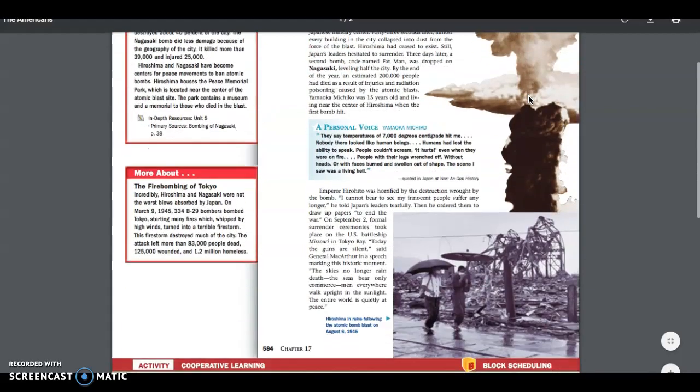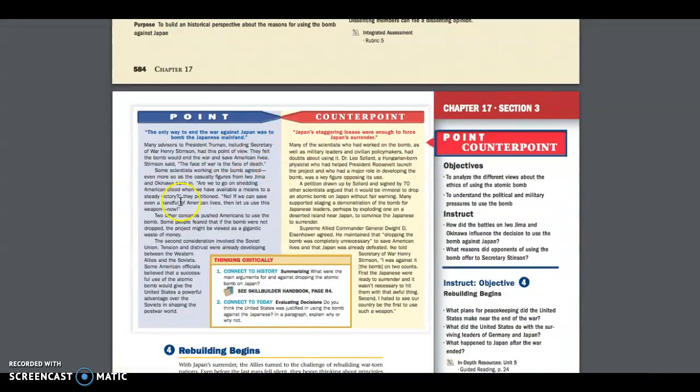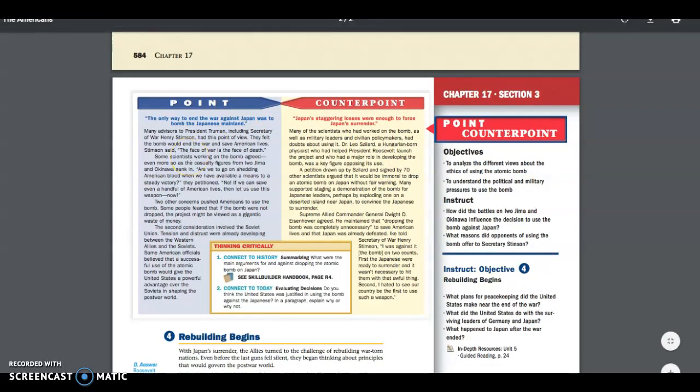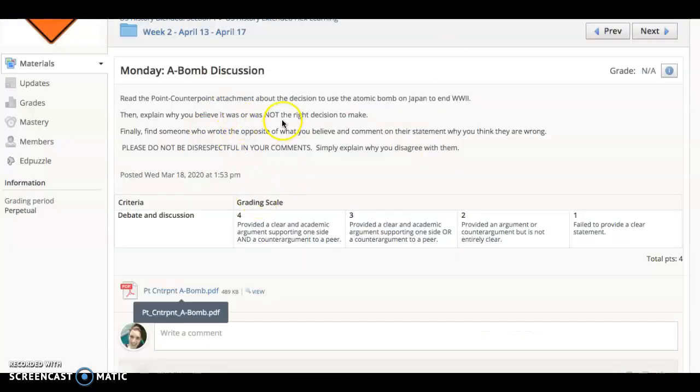One, interestingly enough, came from Harry Truman's main general. And there's the reading, and what I want you to focus on is this little part here. General Eisenhower talked a little bit about the extreme violence and how this was completely unnecessary. So you're going to focus here on this point, counterpoint, read that, and then you were answering the questions of what you thought was right or wrong.